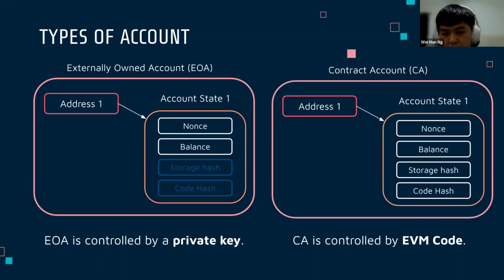And the second account is called contract account. It's basically your typical smart contract account. So this smart contract account would have everything that we stated just now: nonce, balance, storage hash, and code hash. And most importantly here, contract account is controlled by EVM code, right?